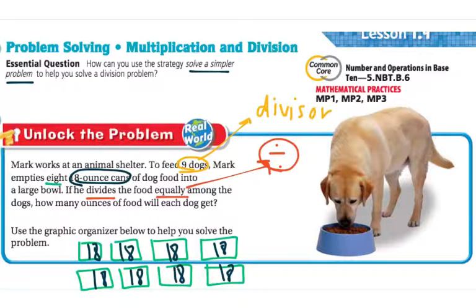So the difference between this lesson and the previous lesson is, to solve a division problem in the previous lesson, we used the distributive property. In this problem, we're actually going to just use division. Also, it's really important that you have your multiplication charts with you as you go along these steps.